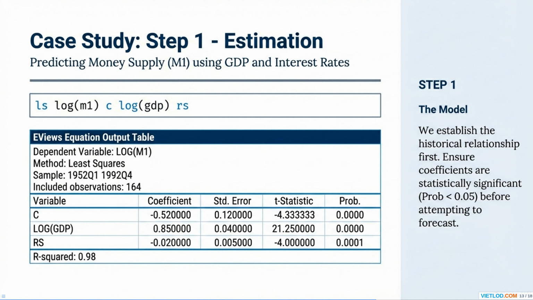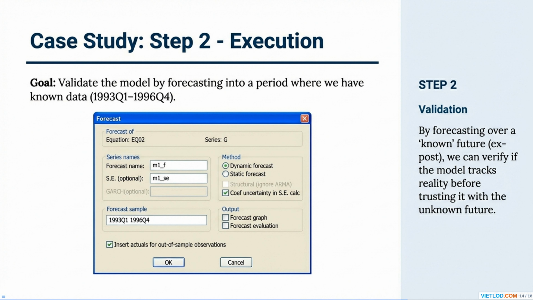As you can see from the EViews command and output, we run a least squares regression using data from the first quarter of 1952 through the fourth quarter of 1992, encompassing 164 observations. Critically, before we even consider forecasting, we must ensure our estimated coefficients are statistically significant. The output confirms this, with probability values for all variables, including the constant, log of GDP, and RS, being well below the 0.05 threshold. Our R-squared value of 0.98 also indicates a strong fit. This estimated equation forms the stable structural foundation we'll project into the future.